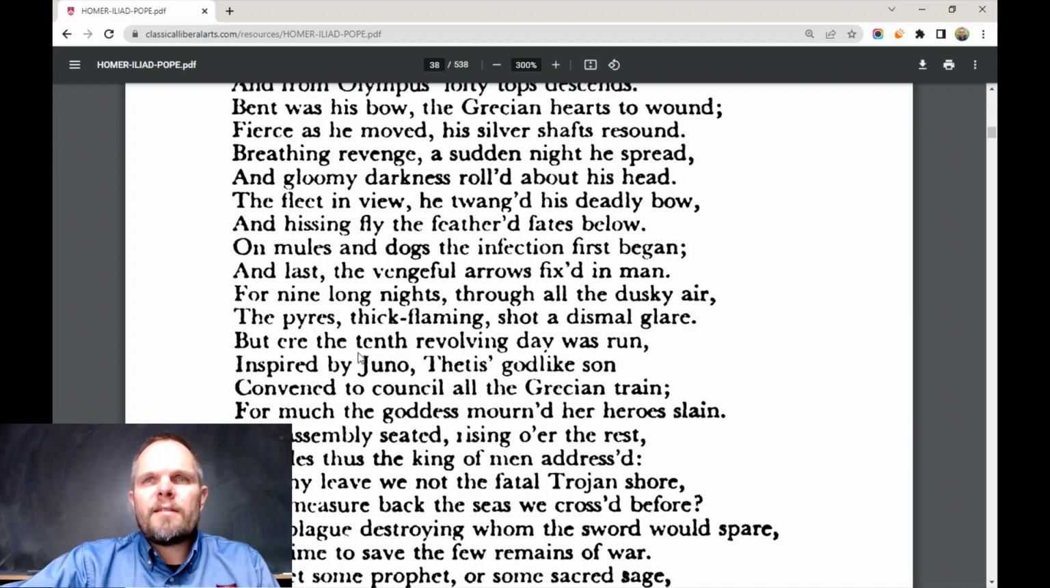But ere the 10th revolving day, so before the 10th day of the plague, Achilles calls all the Greeks together. It says that he's inspired by Juno. Juno inspired him to do this.